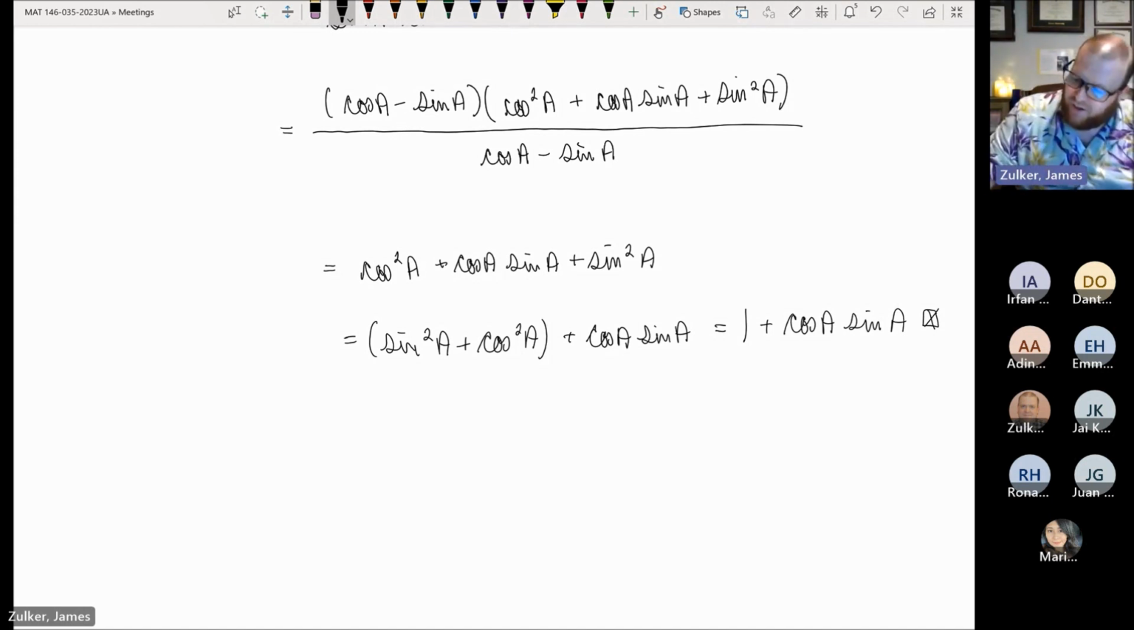well, actually, I want to rewrite that. Not that it matters, but multiplication is also commutative. So just so it fits what we want, let's write it as sine times cosine. Right, so we have 1 plus sine A times cosine A. And so our identity is verified.